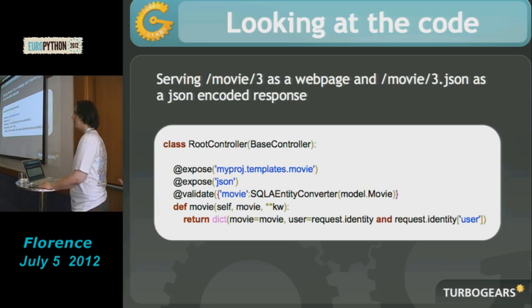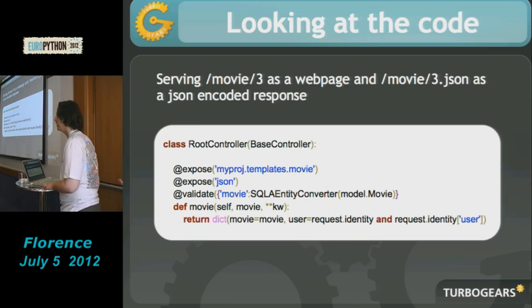Also, we have a validator in place. You can see the SQLA entity converter validator for the parameter movie. This tells TurboGears that we want an entity of type movie for the ID that gets passed as the movie argument. TurboGears will look up into our database looking for a movie that has ID 3 in this case, and if it finds one, it will provide us already the movie instance. Otherwise, in this case, it won't do anything. It will provide us None, and then we can raise a 404. Or you can place an error handler inside the validator and tell whenever there is an error, do something else.